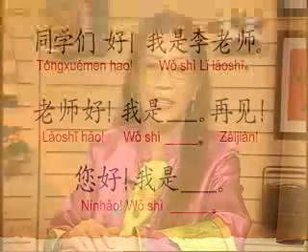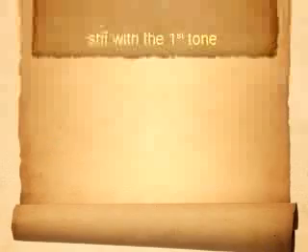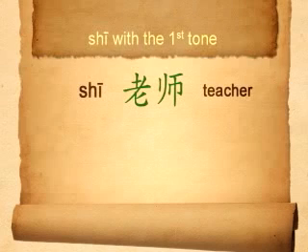Here's why. Chinese has over 400 syllables that make up the sounds of the language. When you add tones, there are hundreds of combinations that form words. Many words share the same syllable and tone. For example, the syllable shi. You know shi with the first tone because it's found in the word for teacher, lao shi. Shi with the first tone has many meanings.